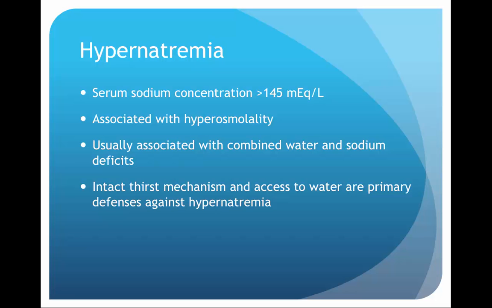Hypernatremia is much less common than hyponatremia, and that is because the body has good defenses against hypernatremia. Intact thirst mechanisms and access to water are the primary defenses against hypernatremia. Patients that do not have intact thirst mechanisms and/or do not have free access to water are the patients who are most susceptible to developing hypernatremia. Elderly are patients who are particularly at risk for development of hypernatremia.